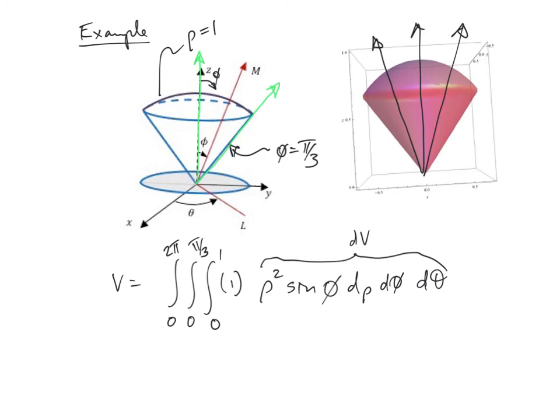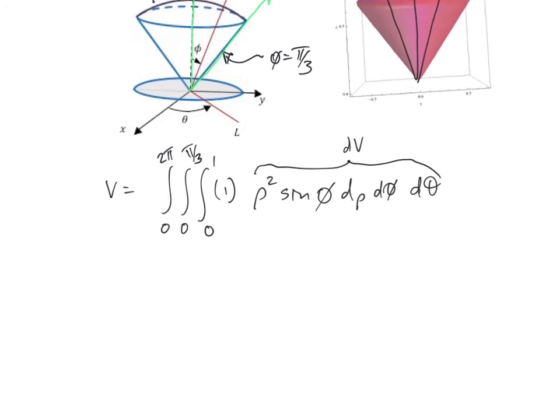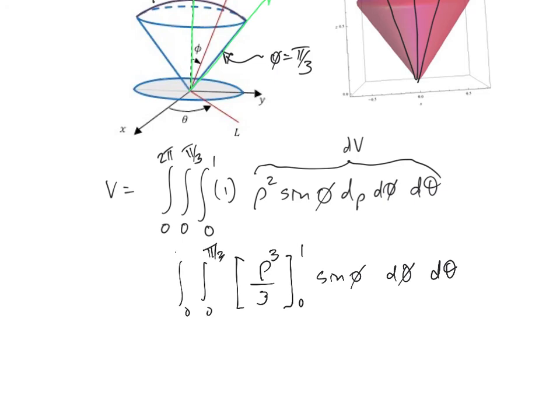Okay, and now you can do the integral. Let's just do it quick. We're going to integrate with respect to rho first. So we've got rho squared. Sine phi would be considered a constant when we're integrating with respect to rho. So rho squared becomes rho cubed over 3, where rho goes from 0 to 1, sine phi d theta, phi from 0 to pi by 3, theta from 0 to 2 pi.